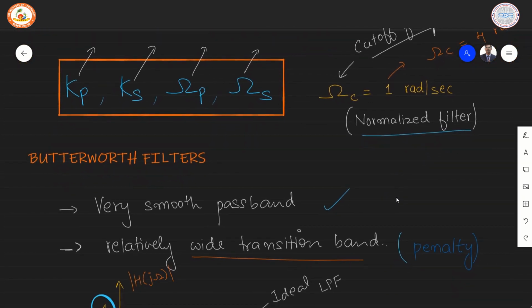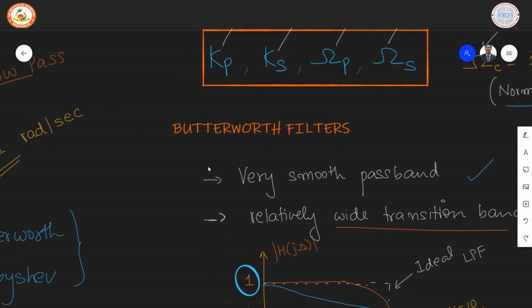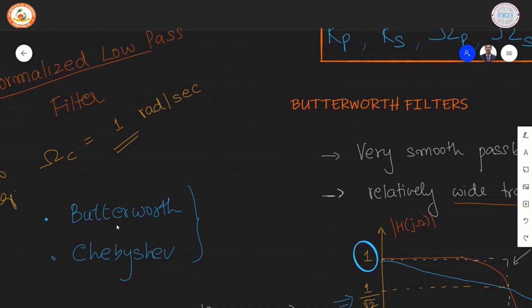The first prototype that we use is called a Butterworth prototype. The other very common prototype that we go for is called SJBIT. So Butterworth and SJBIT are different types of prototypes. First we understand Butterworth and then possibly we can talk about the SJBIT prototype.